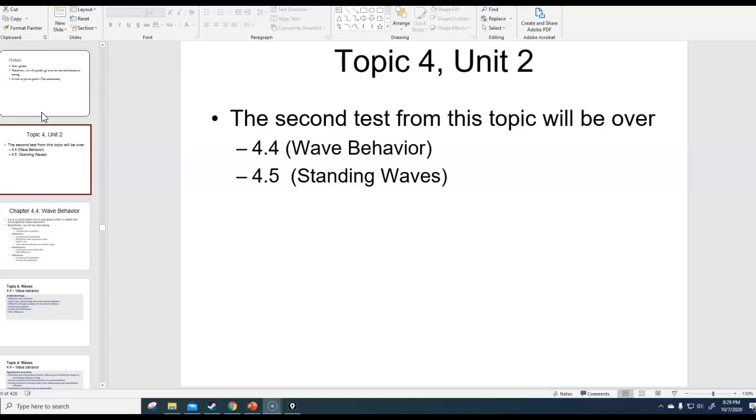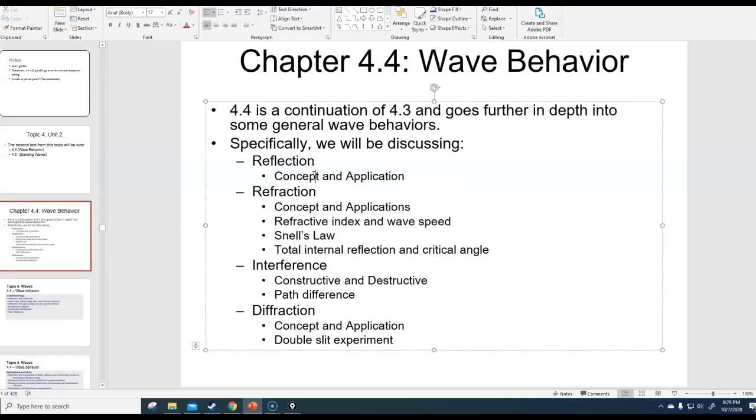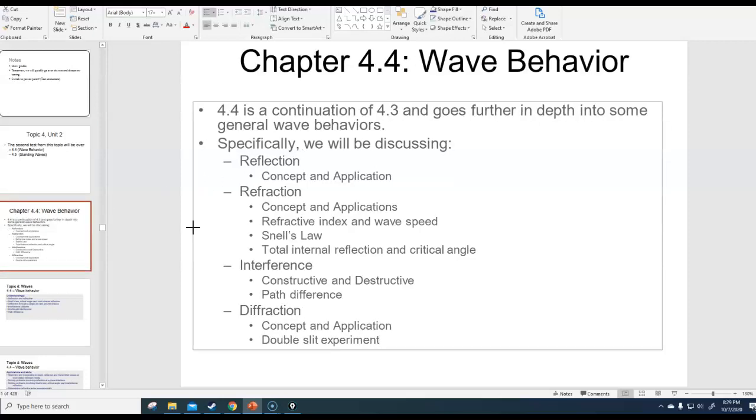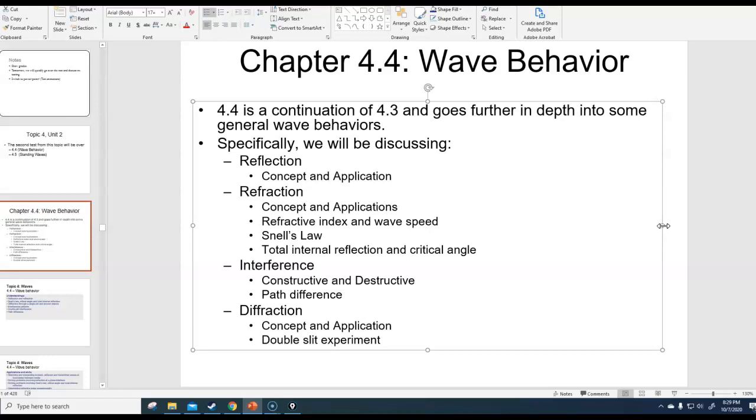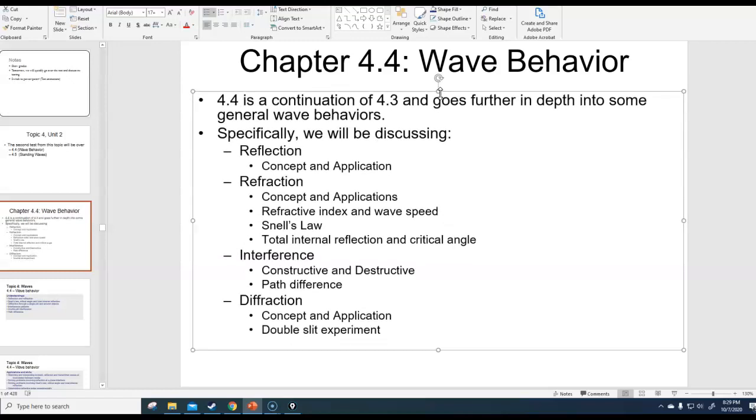Our next test is going to be over those 2 sections, and then we'll be done with waves. Section 4.4, we'll probably spend the most time on. Part 2 of this unit is actually relatively short. And like I said, 4.4 focuses on what's called wave behavior.